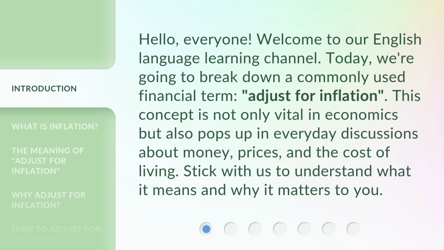Today, we're going to break down a commonly used financial term, "adjust for inflation." This concept is not only vital in economics but also pops up in everyday discussions about money, prices, and the cost of living. Stick with us to understand what it means and why it matters to you.